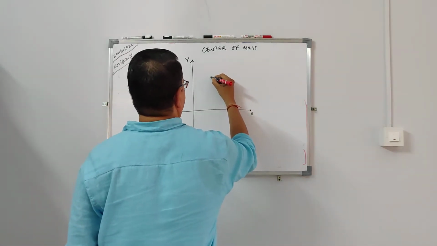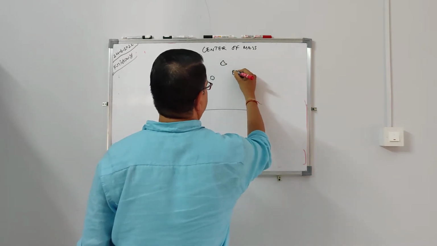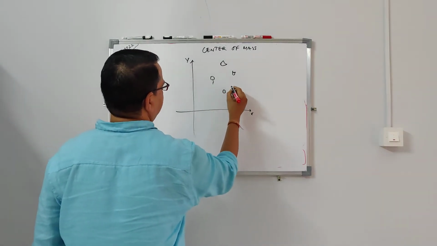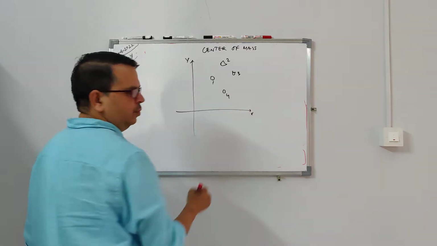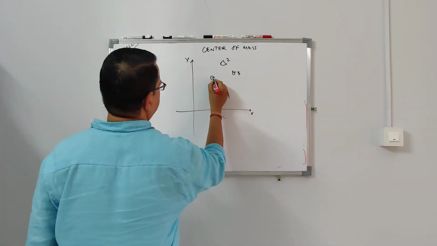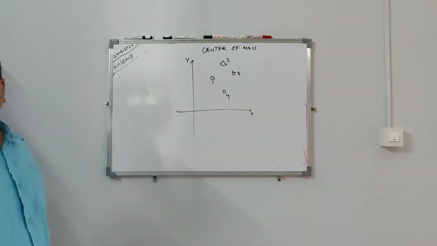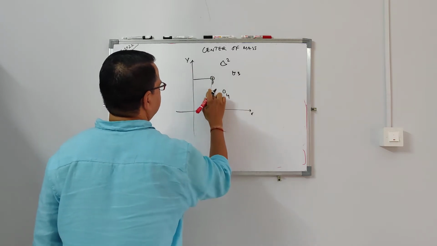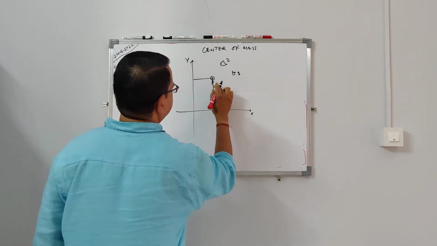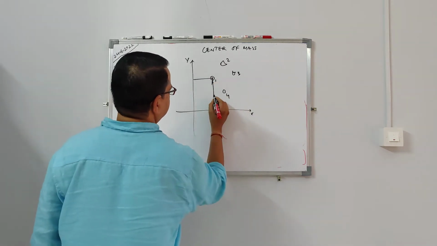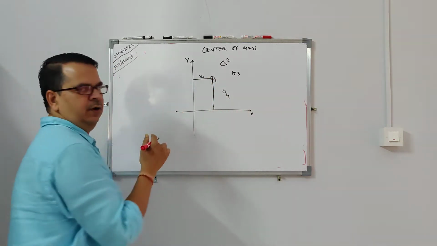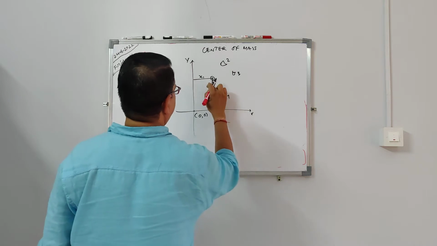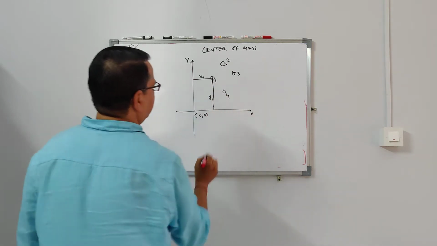Let me say I have different masses, distributed like this. Let us say this is 1, this is 2, this is 3, and this is 4. Let us say the CG of mass 1, the center of this mass 1, is here. This is at a distance x1 from the origin, and y1 from the origin. This point is my origin, 0, 0.